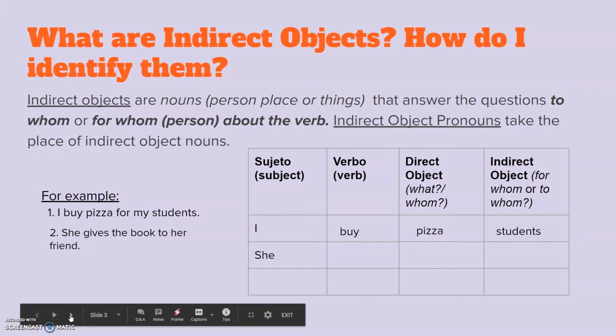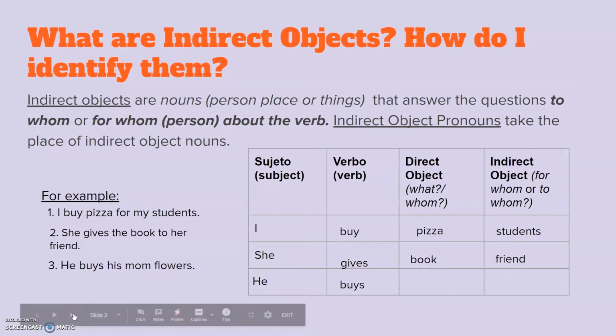Example 2. The subject is she. The verb gives. What is she giving? She's giving a book to her friend. And the third example, he buys his mom flowers. The subject is he. The verb is buys. What is he buying is a direct object, so it's flowers. For whom? For his mother.